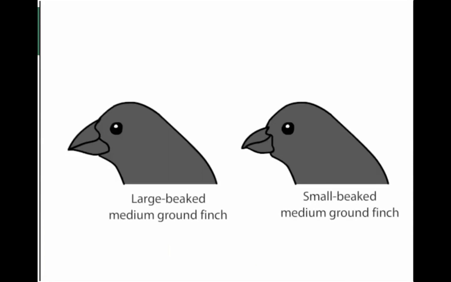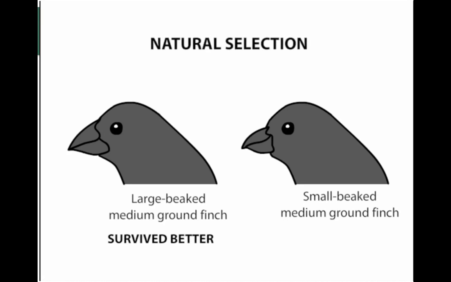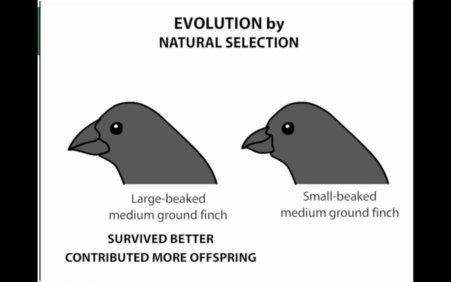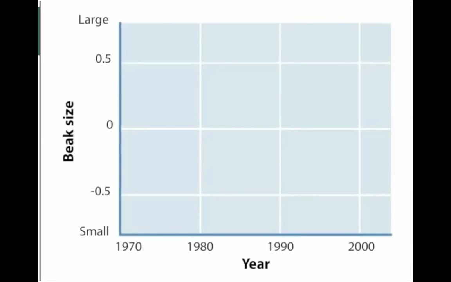Because large-beaked finches could break open hard seeds, many more large-beaked than small-beaked finches survived the drought. This difference in survival, brought about by environmental pressure, is an example of natural selection. Because a larger proportion of the large-beaked finches survived, they contributed more offspring to future generations. This change in average beak size from one generation to the next is an example of evolution by the mechanism of natural selection. Medium ground finches on Daphne Major have been studied continuously since 1972.